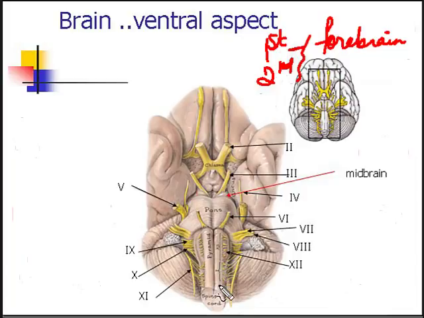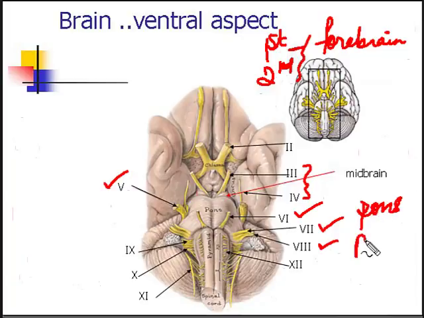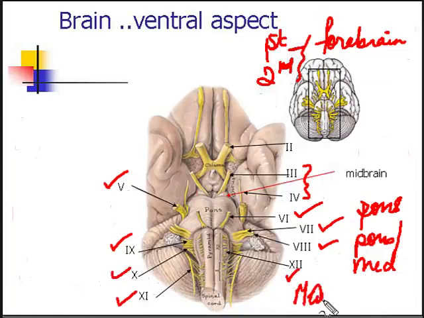The third and the fourth arise from the midbrain. The fifth, sixth, seventh, and eighth either arise from the pons or from the junction between the pons and the medulla, and we'll see these further as we go along. And then the 9th, 10th, 11th, and 12th arise from the medulla. So you can see that they are arising from some part of the brainstem. For you, it is important to know and see where these nerves are.